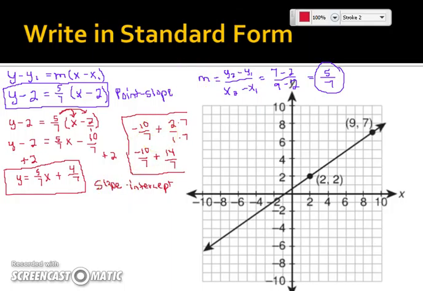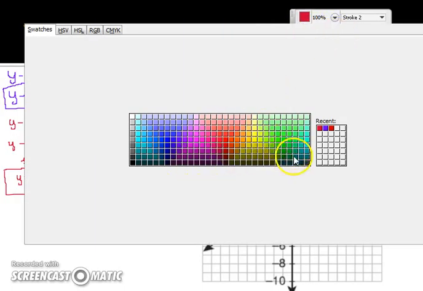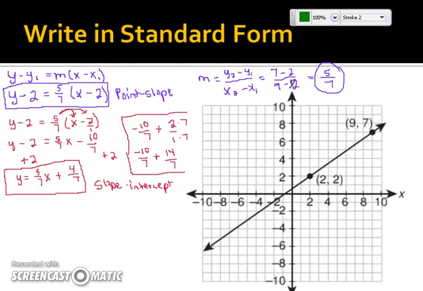To go now into standard form, I'm going to change my color one more time to a green. So now to go into standard form, I want my x and my y terms on the same side and no fractions. So y, starting from slope-intercept form, so here is our equation in slope-intercept form.